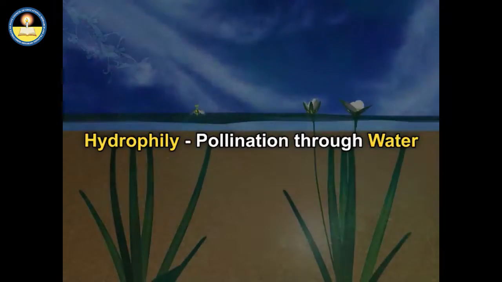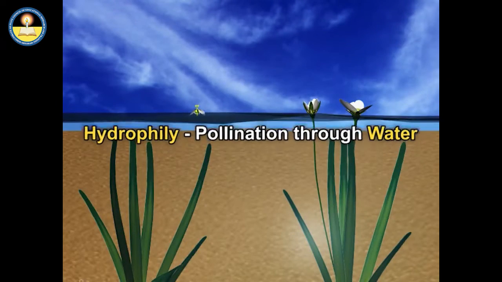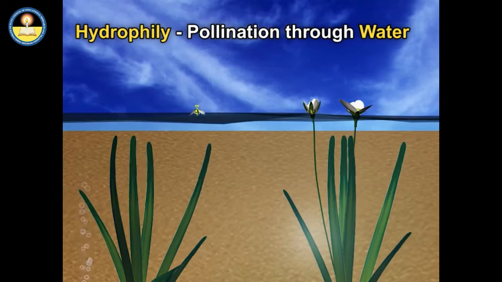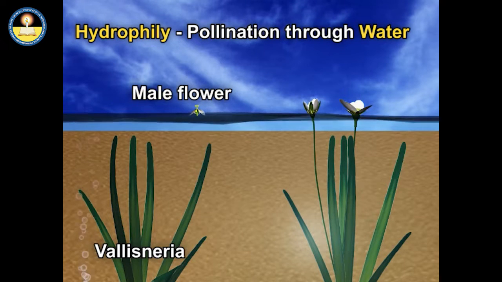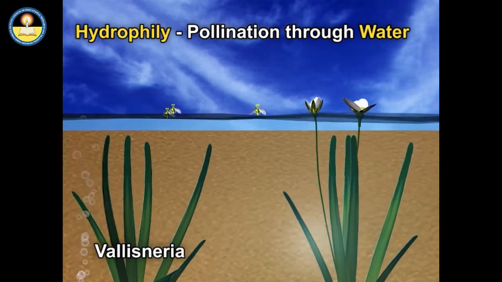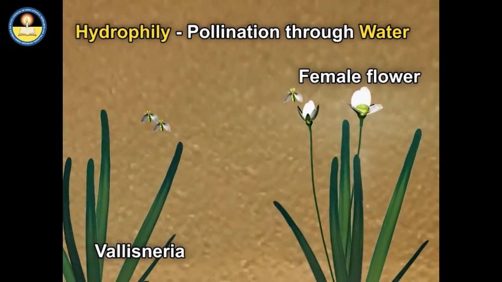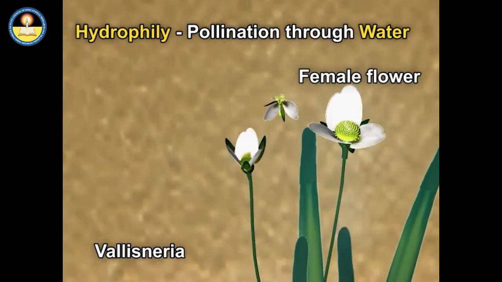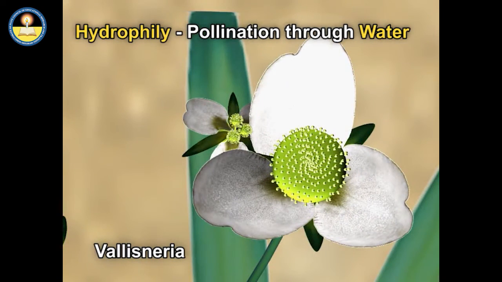Hydrophily means pollination through water. It is the mode of pollination involving the transfer of pollen grains through water. This is Vallisneria. The plant is dioecious. On maturity, the male flowers get detached from the parent plant and float up and come to the surface of water. At the same time, the female flowers also rise up to the surface of water by straightening its coiled stalk.